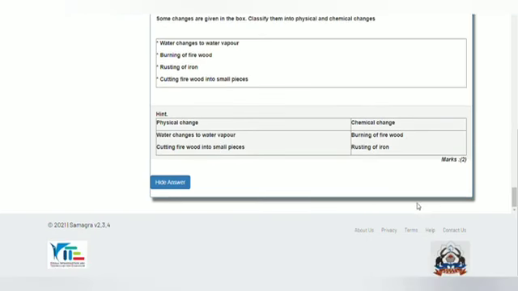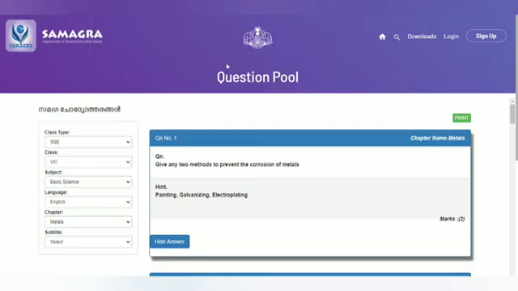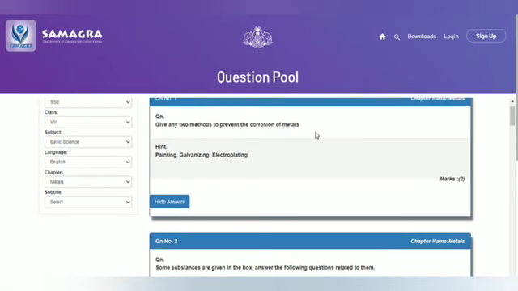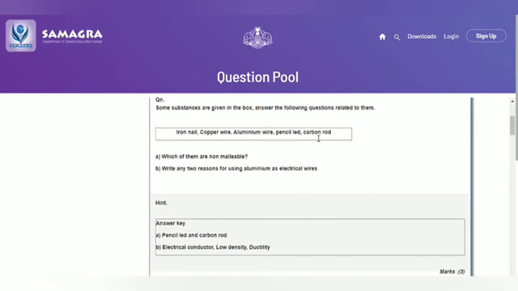So the next chapter is metals. The first question: give any two methods to prevent the corrosion of metals. Painting, galvanizing and electroplating. Second question: some substances are given in the box. Answer the following questions related to them. Which of them are non-malleable? Non-malleable are pencil lead and carbon rod.